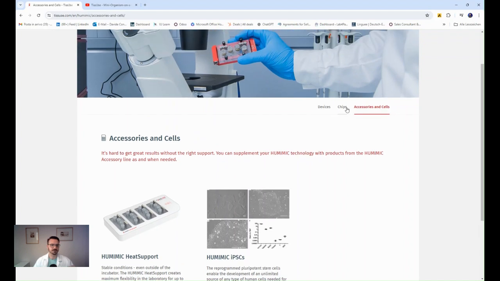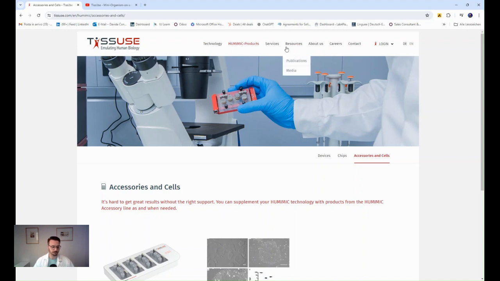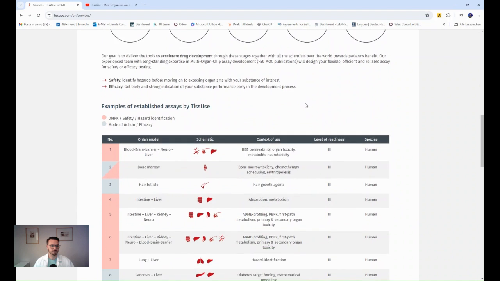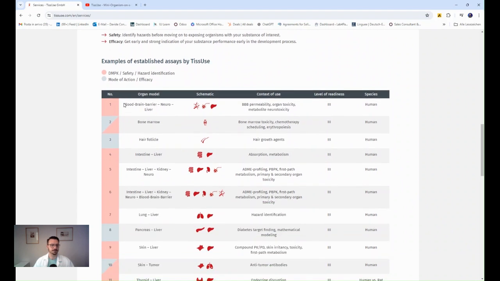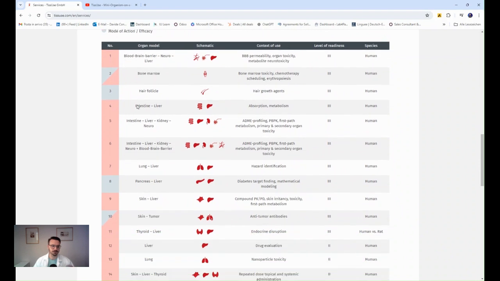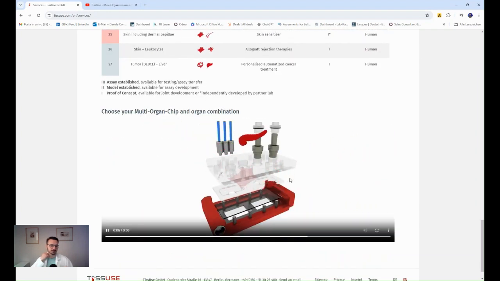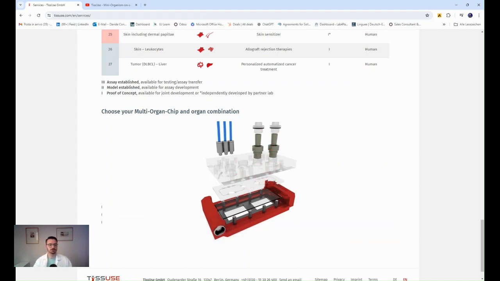In all the other cases, they actually have a really good history of collaborating with customers. And in fact, if you go on the side of services, they will explain what they're doing and give you also some examples of the kind of studies that they are doing, what kind of organs they culture together. In some cases, really impressive, with 1, 2, 3, 4, 5 different organs cultured at the same time. So this is really definitely bringing the whole thing to a whole new level.